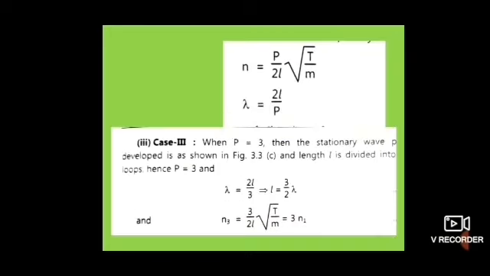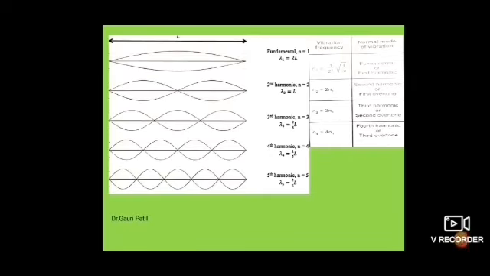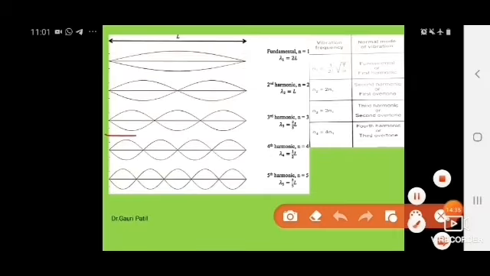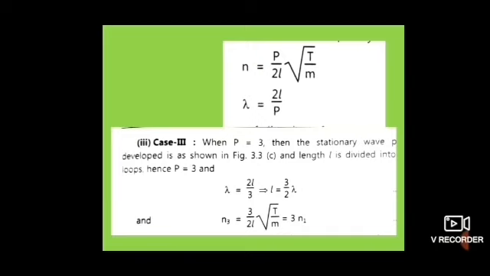Now next, the third case. In the third case, p = 3, and the stationary wave pattern developed is as shown in figure 3. For p = 3, this is the third pattern. The length is divided into 3 loops.